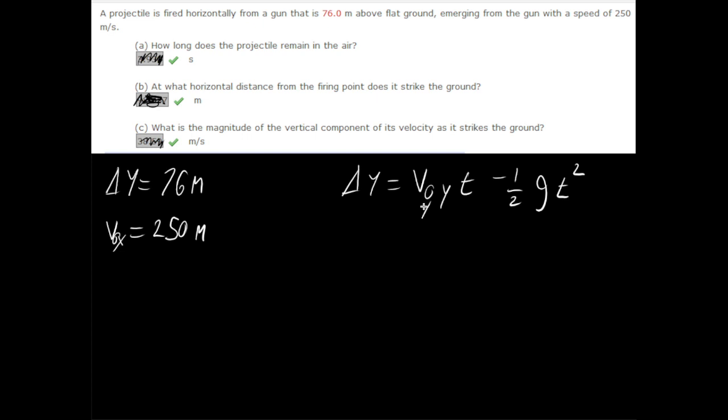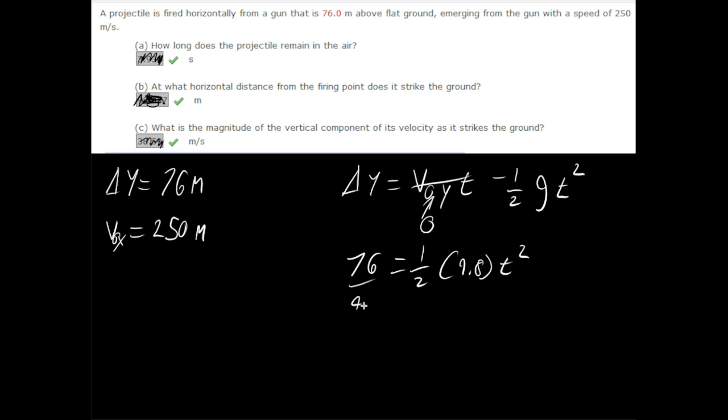Now, since v0y is 0, this whole term is 0. So we are left with 76, which is delta y, equals 1/2 9.8 t squared. 1/2 9.8 is 4.9. Did not need a calculator for that.